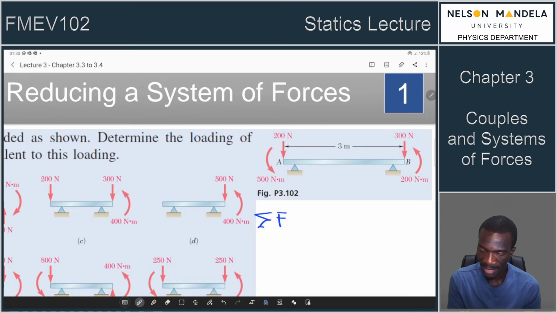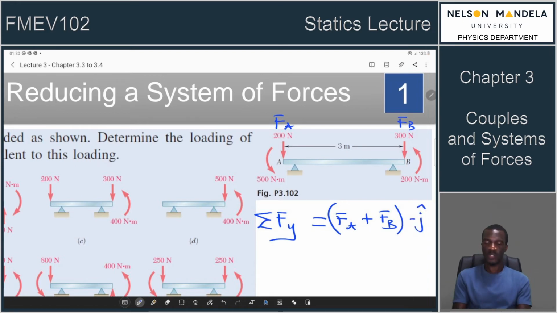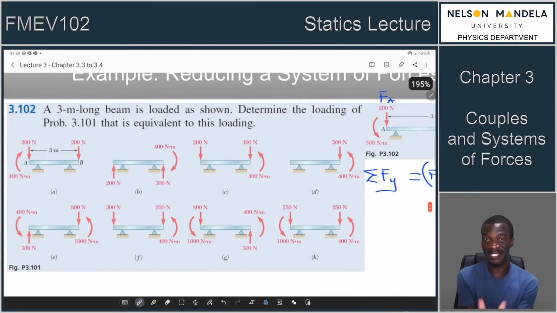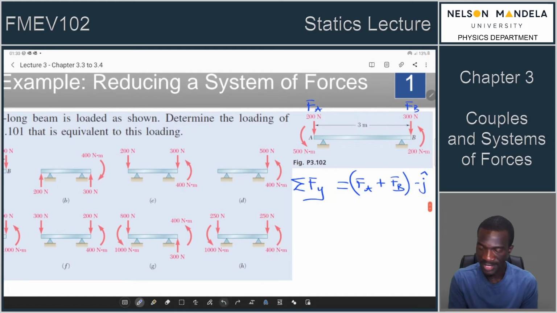We actually have the sum of all forces in the Y, so let's just call that the force at A and the force at B. That's the force at A in the minus J, plus the force at B. These are all in the minus J. So those are the total forces, which means when you are looking for an equivalent system, we said an equivalent system must have a force and a turning effect. So the first thing you're looking for is a system that has a total force that is the same as these forces in the same direction. So that's the first one.